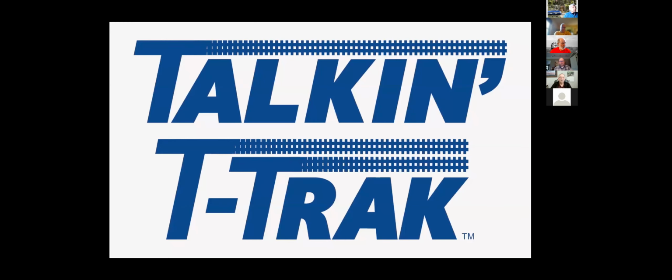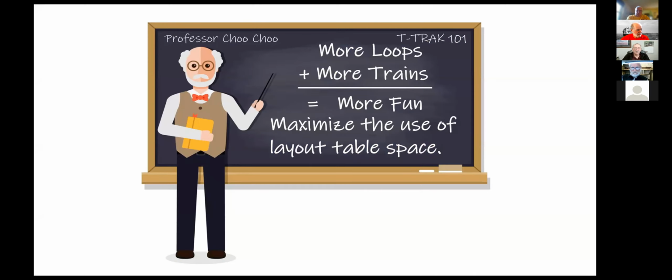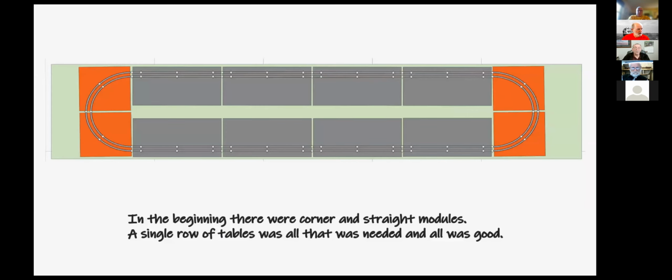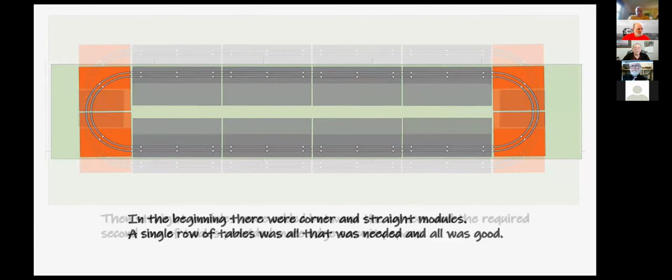Talkin T-TRAK has returned after a 1-month holiday. This lesson was given before when trying to promote the construction of more corners and junctions. But this time, the equation is all about maximizing the use of layout table space. In the beginning, there were corner and straight modules. A single row of tables was all that was needed, and all was good.